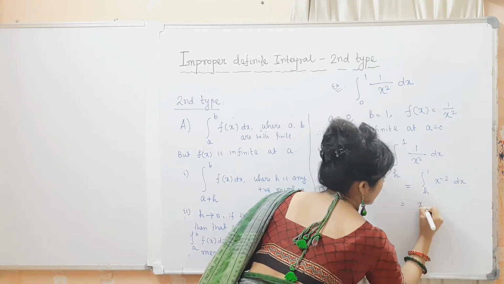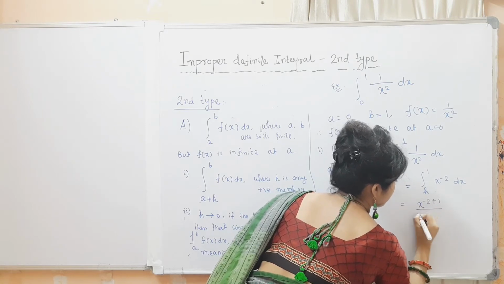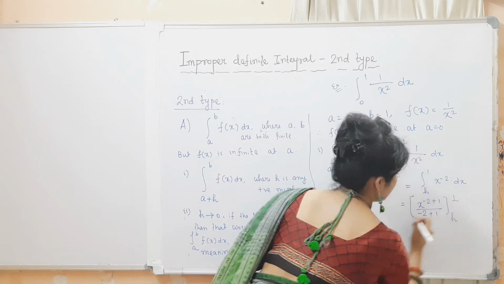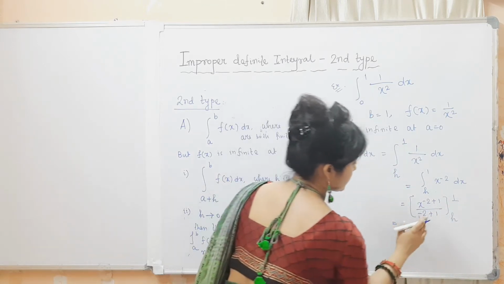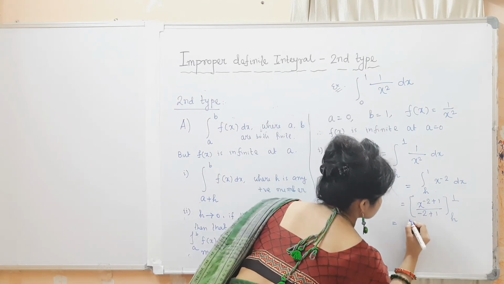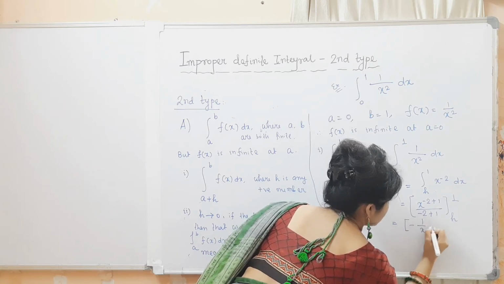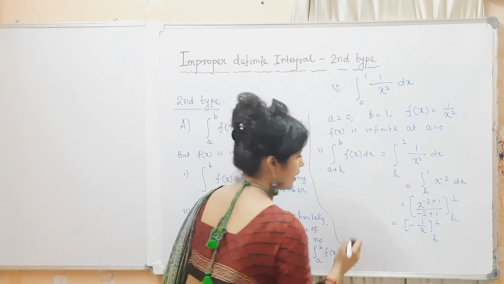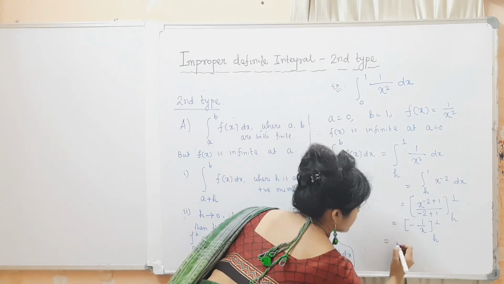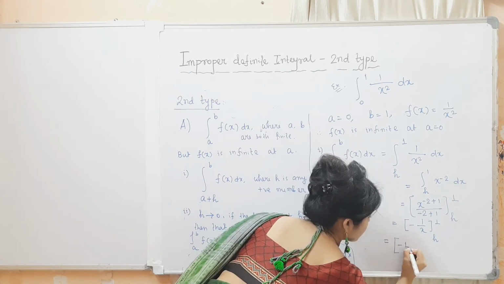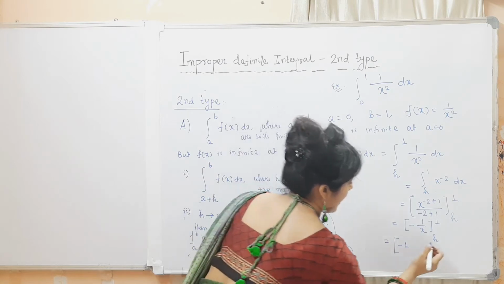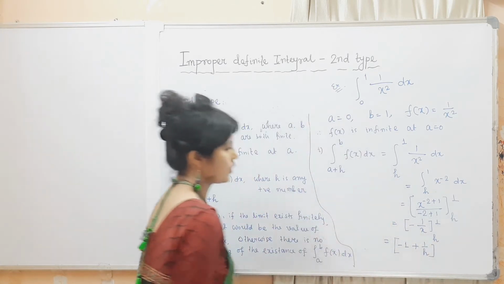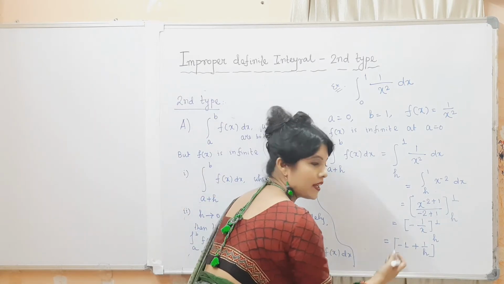After integrating, x to the power minus 2 plus 1 over minus 2 plus 1, from h to 1, this is minus 1 by x, and the limiting values are h to 1. So after substituting the upper limit I have got minus 1, and after substituting the lower limit I have got 1 by h. So this is the value of the integration.